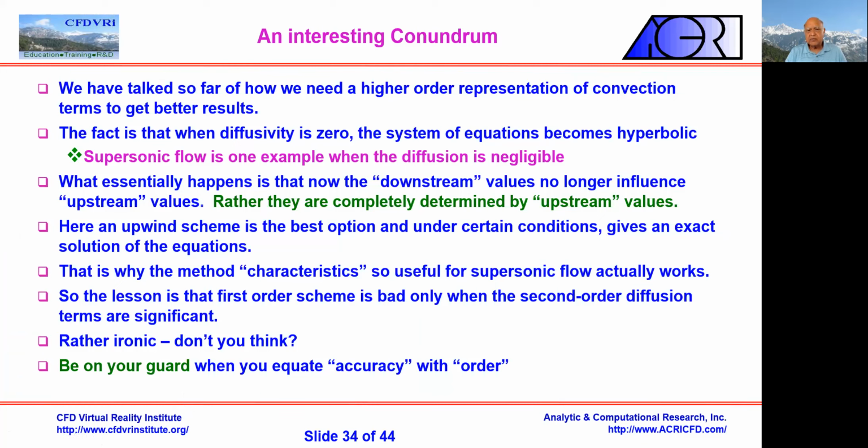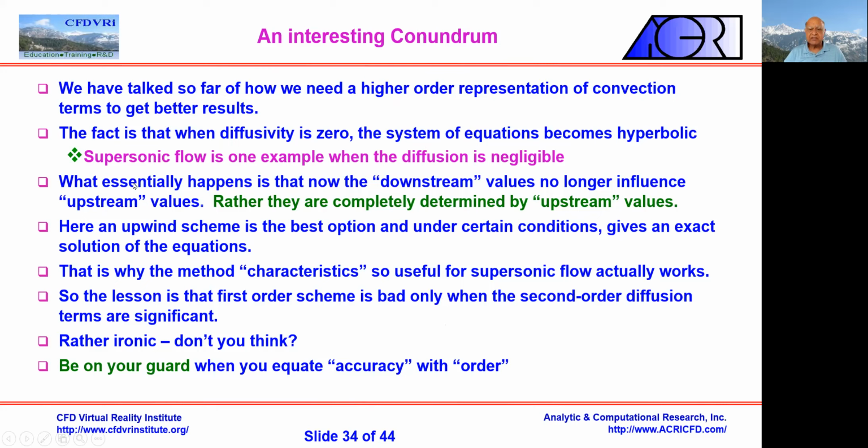Now, my last slide is a very interesting conundrum. I'm sorry, I didn't correct the number of total slides. We talked so far of how we need a higher order representation of the convection terms to get better results, right? That's the general wisdom. The fact is that when diffusivity is 0, the system of equations becomes hyperbolic, right? Supersonic flow is one example when the diffusion is negligible. I don't have the time to get into the definitions of elliptic, hyperbolic, and parabolic, but if you're interested, let me know and I can show you what that means.